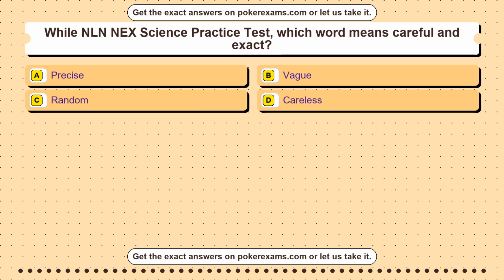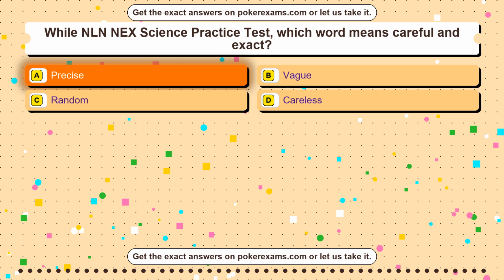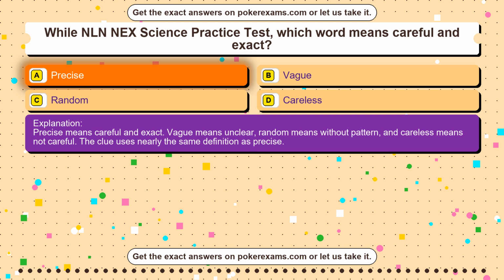Question 17. While GED RLA practice test, which probability equals 1 chance out of 4? Option A, 25%. Option B, 40%. Option C, 50%. Option D, 75%. The correct answer is option A, 25%. 1 out of 4 equals 1/4, or 25%.